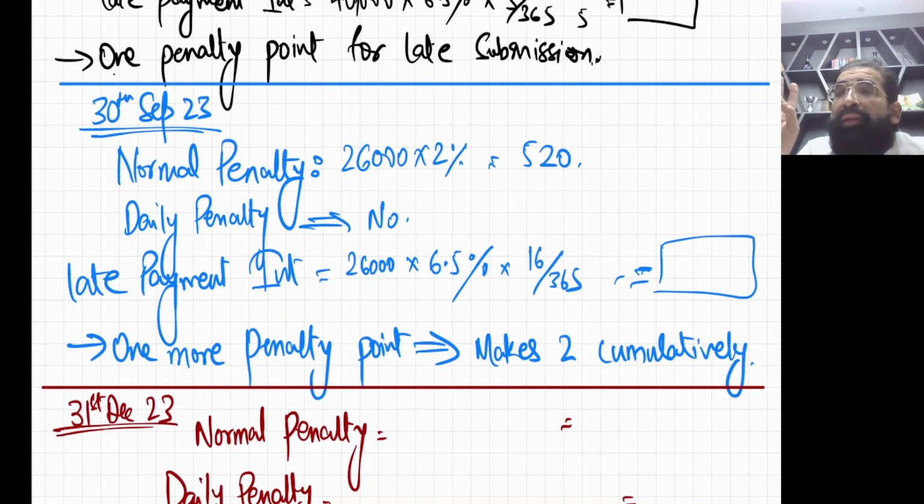But you know, a penalty on return filing is only applied when you are 4 times late, when you get 4 points.